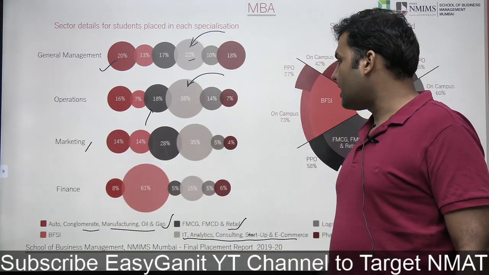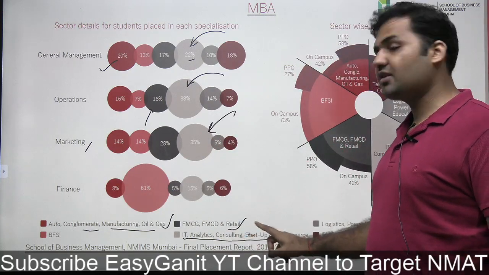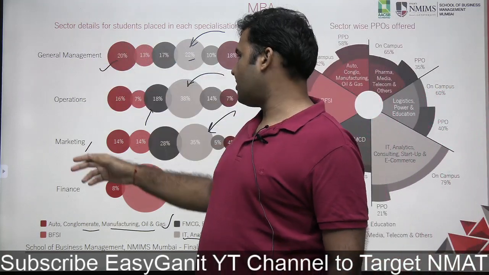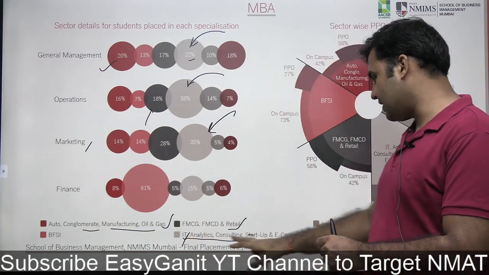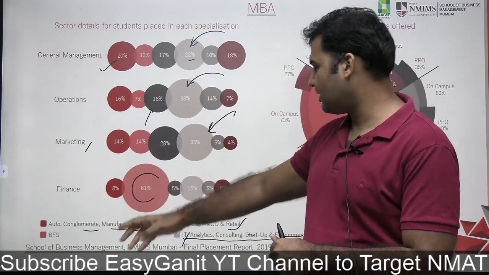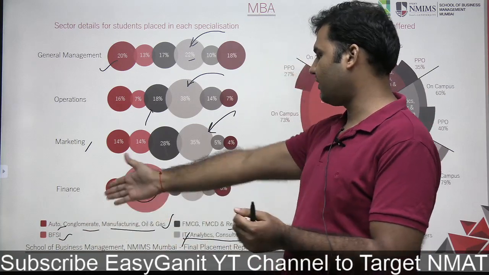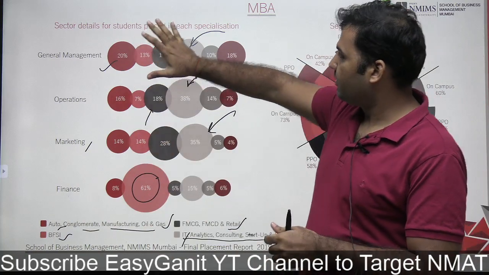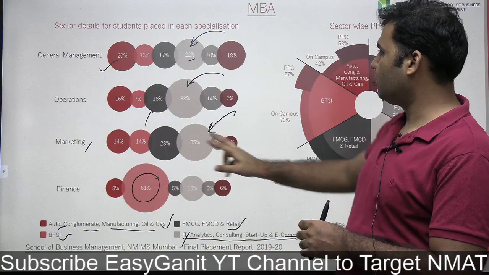Students who are studying in marketing, you see that 35% again went to IT, analytics, consulting, startups, and e-commerce. So if you talk about general management, operations, and marketing, major students are getting placed in this industry, right? If you talk about finance, 61% are going to BFSI: banking, financial services, and insurance. Obviously, finance का तो banking में ही ज़्यादा रहेगा, right? But you see that general management से भी आप बाकी सभी industries में enter कर रहे हो.